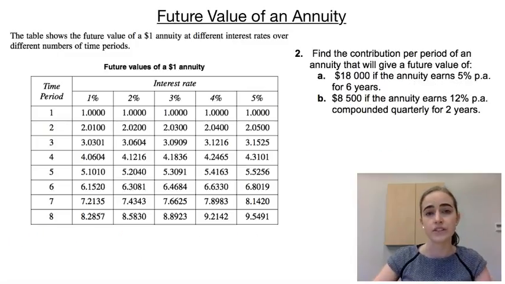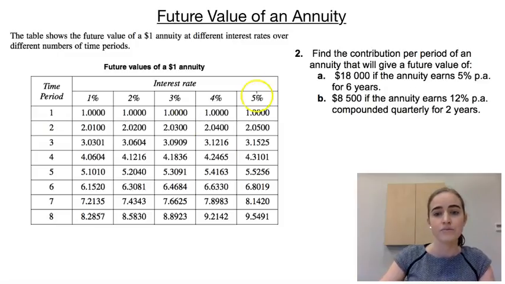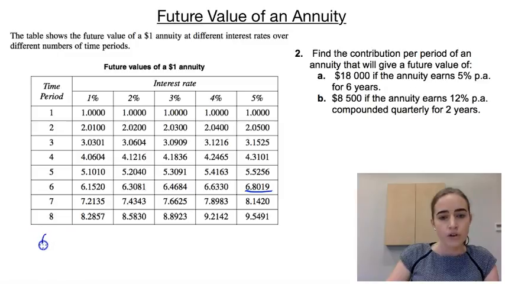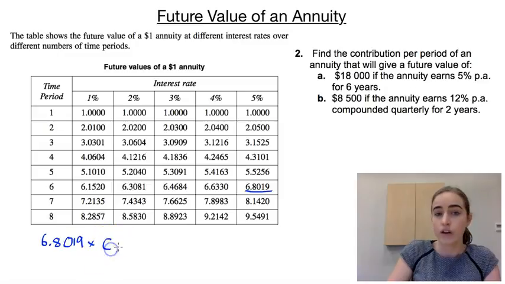So that's the interest that was earned on that annuity. Question 2 is a little bit different. So instead of asking us for our future value, it's asking us for the contribution per period that would need to be made in order to get a certain future value. So part A asks us for a future value of $18,000 if the annuity earns 5% per annum for 6 years. So 5% per annum for 6 years would lead us to this 6.8019.